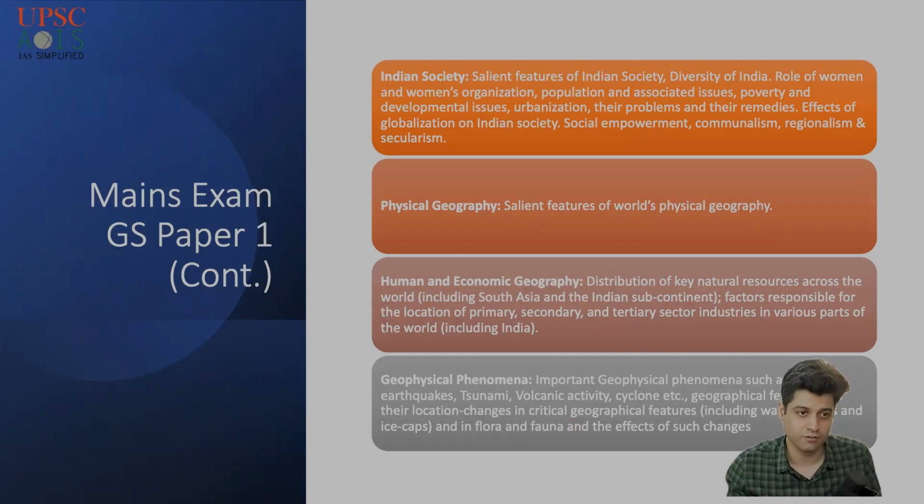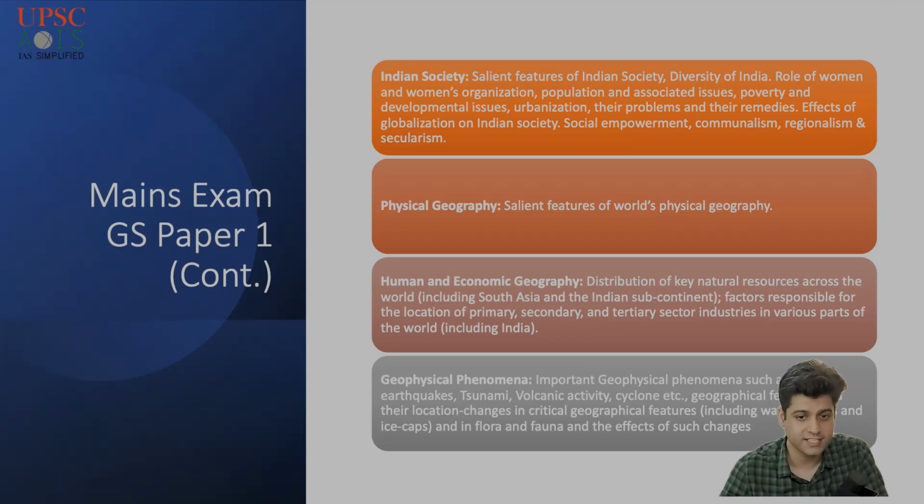Now the next part is the Indian society and geography. So in Indian society, salient features of Indian society, diversity of India, role of women and women organizations, population and associated issues, poverty and developmental issues, urbanization, their problems and their remedies, effects of globalization on Indian society, social empowerment, communalism, regionalism, and secularism.